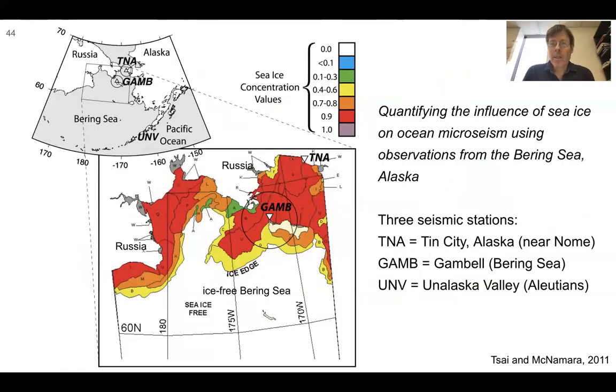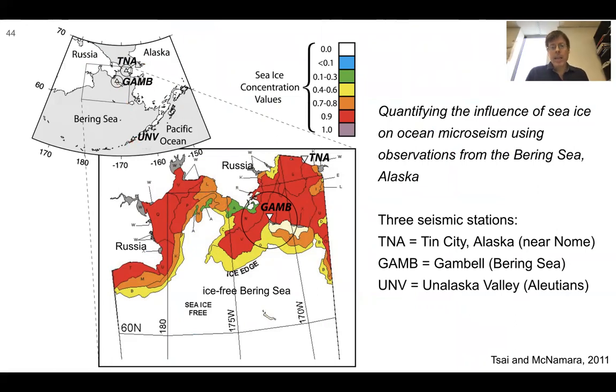Shifting out to the Bering Sea, the paper is entitled Quantifying the Influence of Sea Ice on Ocean Microseism Using Observations from the Bering Sea, Alaska by Sy and McNamara. You're seeing a locator map. Russia, Alaska. We'll be looking at 3 seismic stations: Tin City, Alaska, Gamble on St. Lawrence Island, and then UNV, Unalaska Valley, shown in the Aleutians.